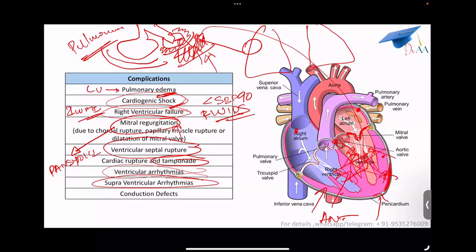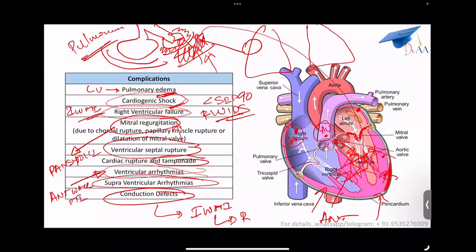Remember that conduction defects are commonly seen in inferior wall MI, because in inferior wall MI the right part of the heart is involved. The right part of the heart is where the SA node and AV node are present. That's why these nodes can get involved and can result in different blocks. Arrhythmias, especially ventricular arrhythmias, which we are mainly worried about, are usually seen in anterior wall MI.